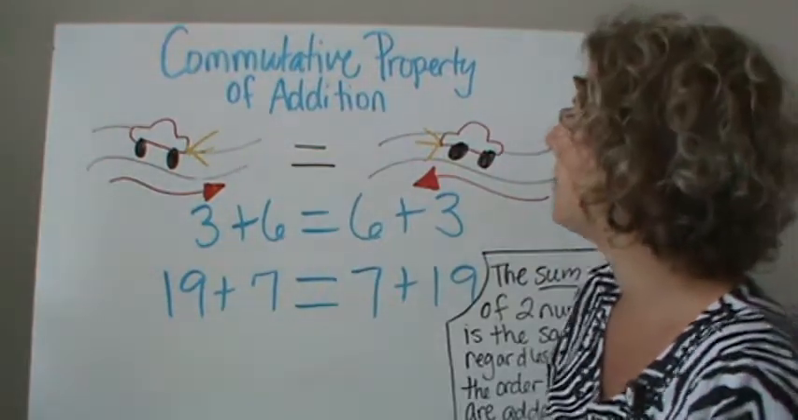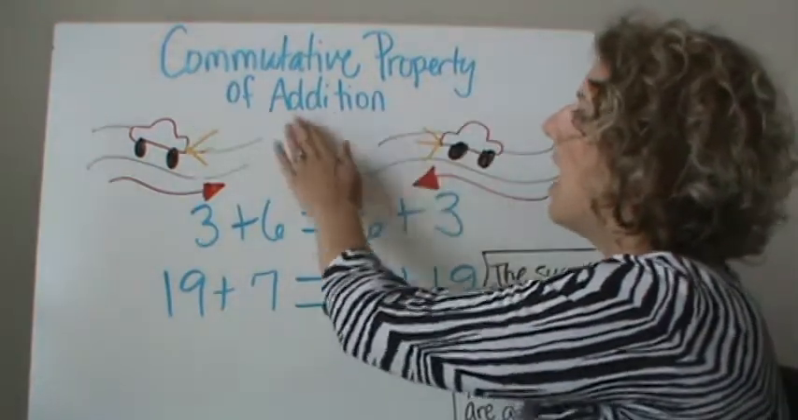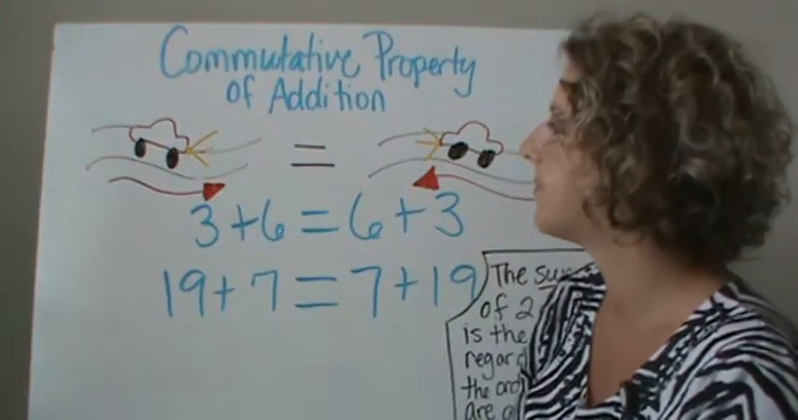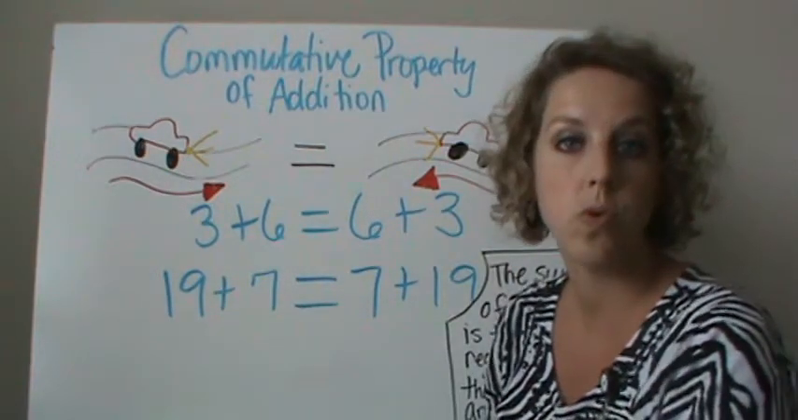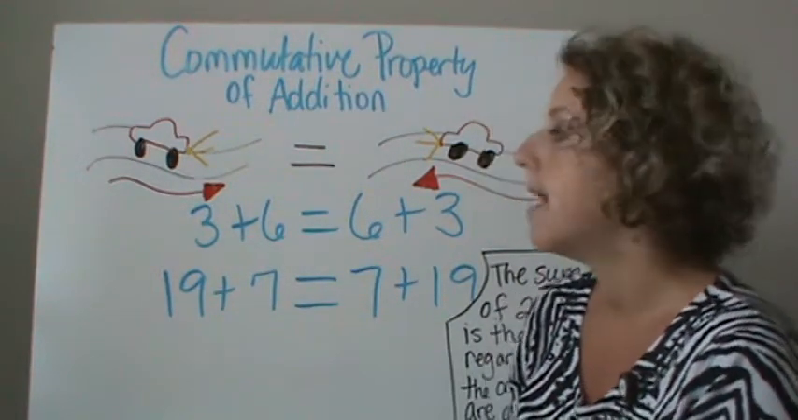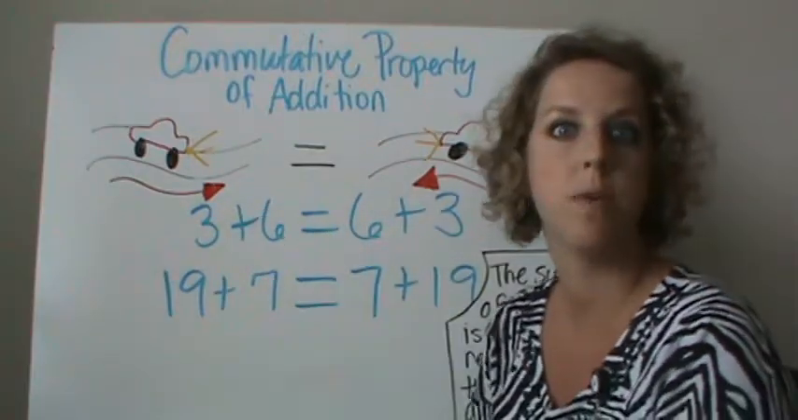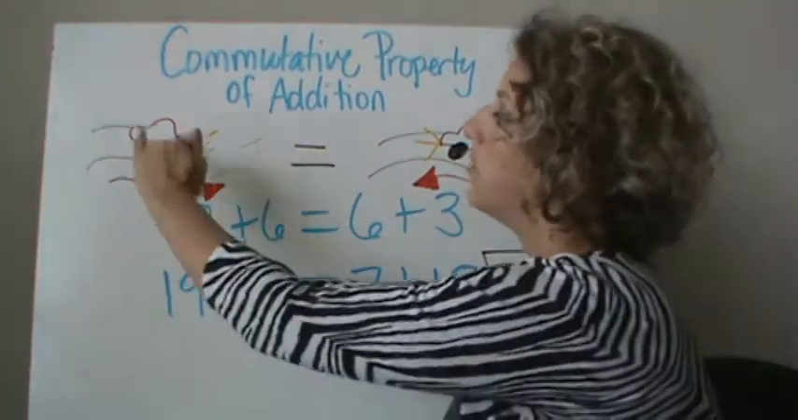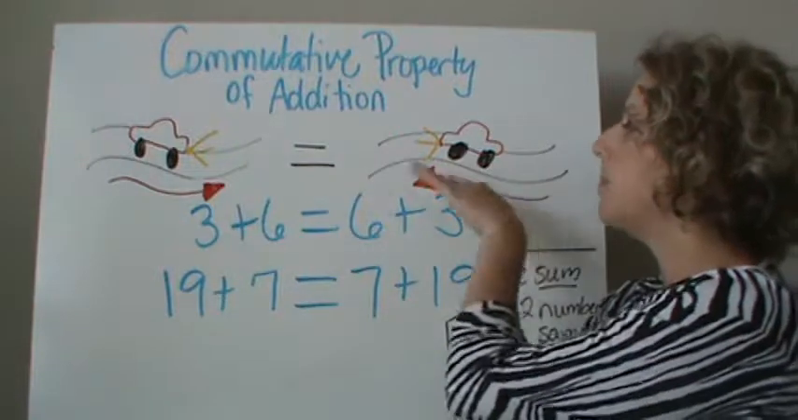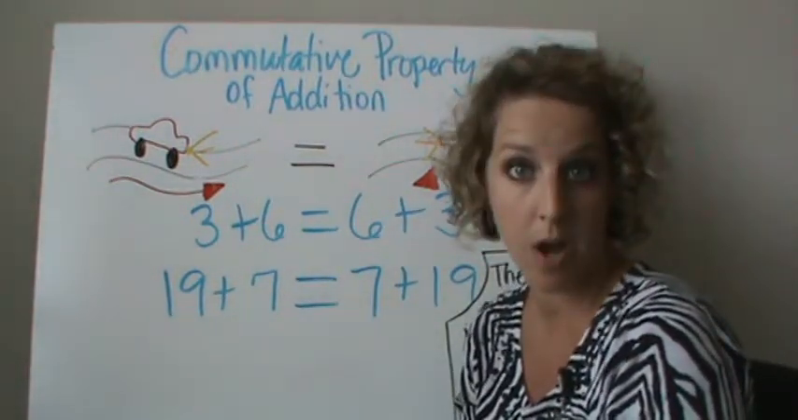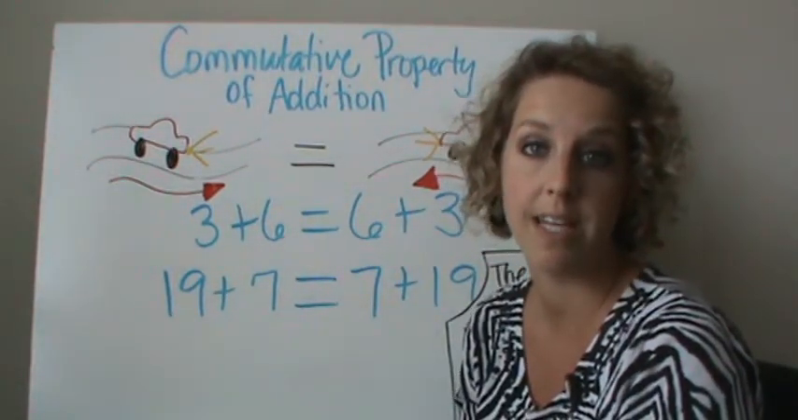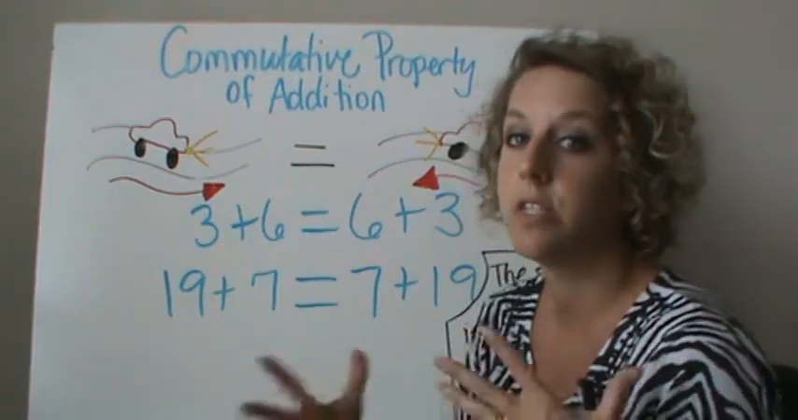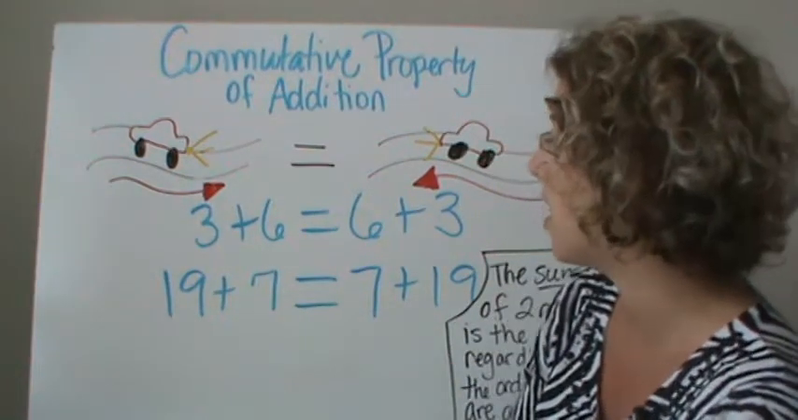The second property is the commutative property of addition. When you're driving to school, or I'm driving to work, you commute. It's called commuting. And you commute to school and you commute back home. Same road, different way to travel it. But you're still on the same road.